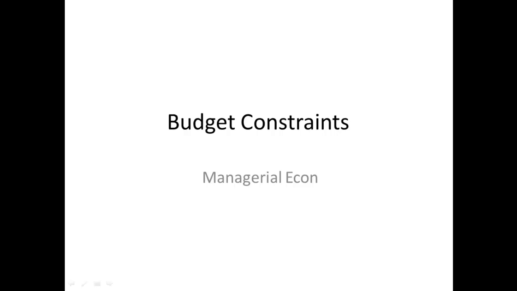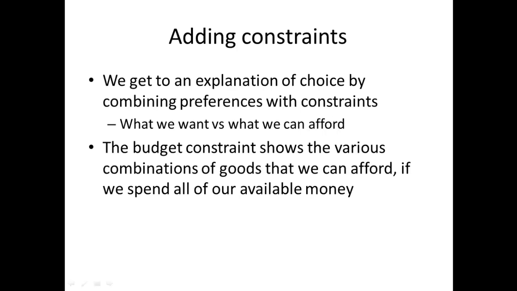Now that we have preferences described, we need to add in the second big component of the theory of the consumer so that we can actually get our way to demand. And this second big component is something we call budget constraints. So we're going to arrive at an explanation of the actual choices that the consumer makes.